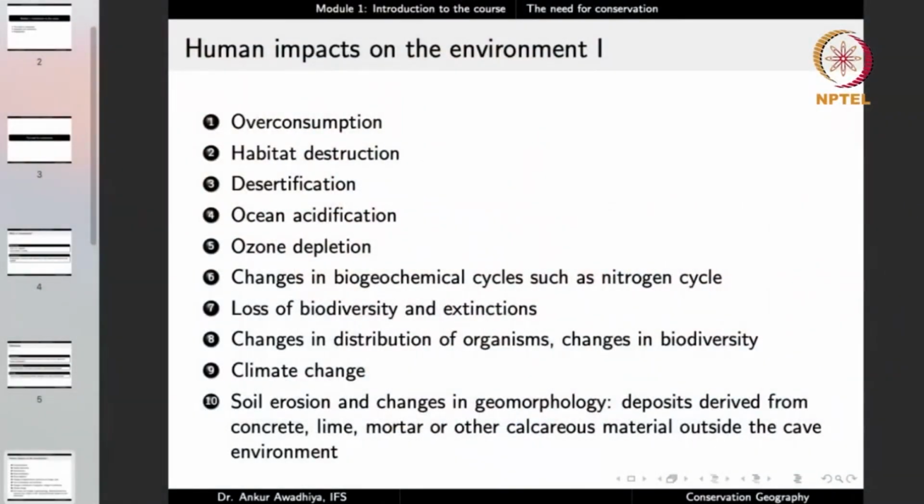So what are these human impacts on the environment? The first one is overconsumption. Now, consumption of resources is necessary to provide people with their needs and wants. So, for instance, we need to provide people with food. But with an increase in our population and with a shifting towards those sources of food that require more resources to be produced, we are now in a situation where we are over consuming the resources.